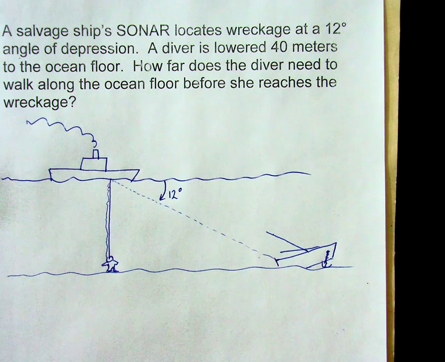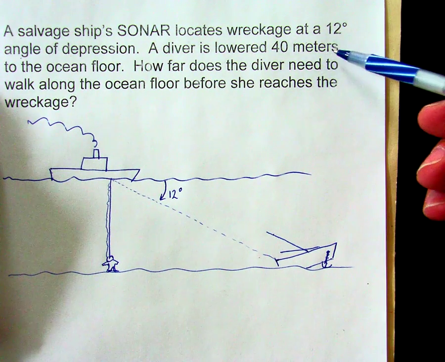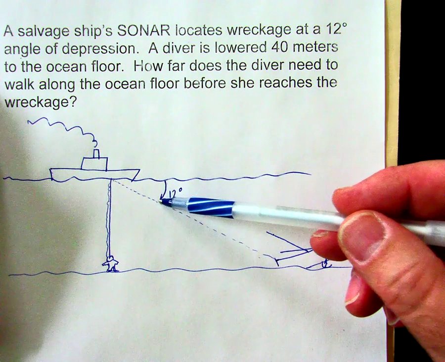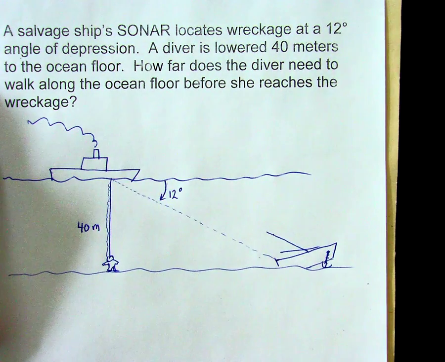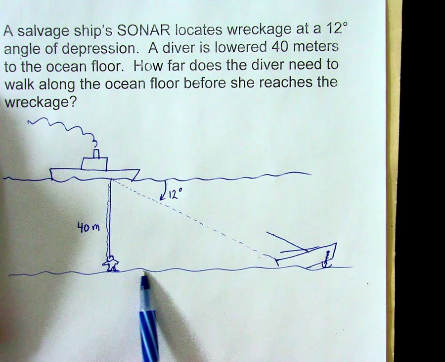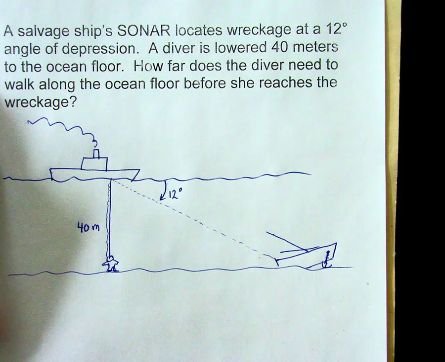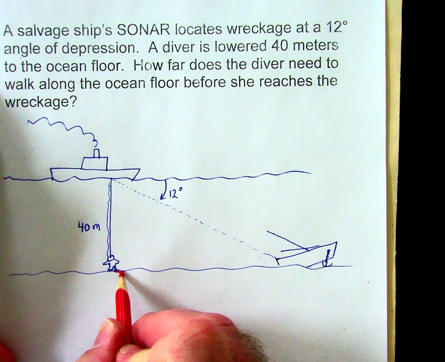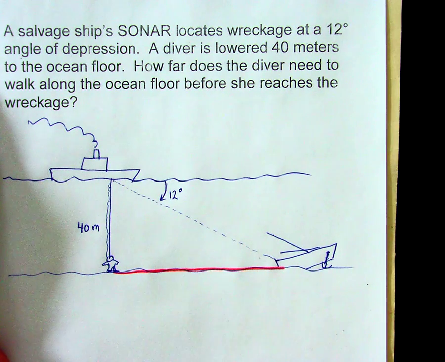Now, what does our question ask? Well, she was lowered 40 meters. It was a 12-degree angle of depression. So this distance is 40 meters. How far does the diver need to walk along the ocean floor before she reaches the wreckage? So again, kind of highlight this in a different color. We need to find that distance.